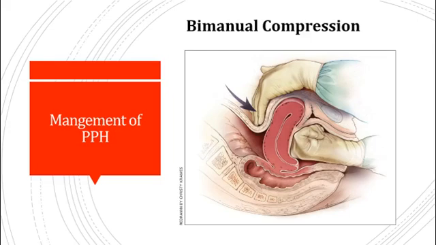One hand is inserted into the vagina to apply internal pressure on the uterus, while the other hand exerts external pressure on the fundus of the uterus through the abdominal wall. The goals are to compress blood vessels within the myometrium and promote uterine contraction and ultimately reduce bleeding.